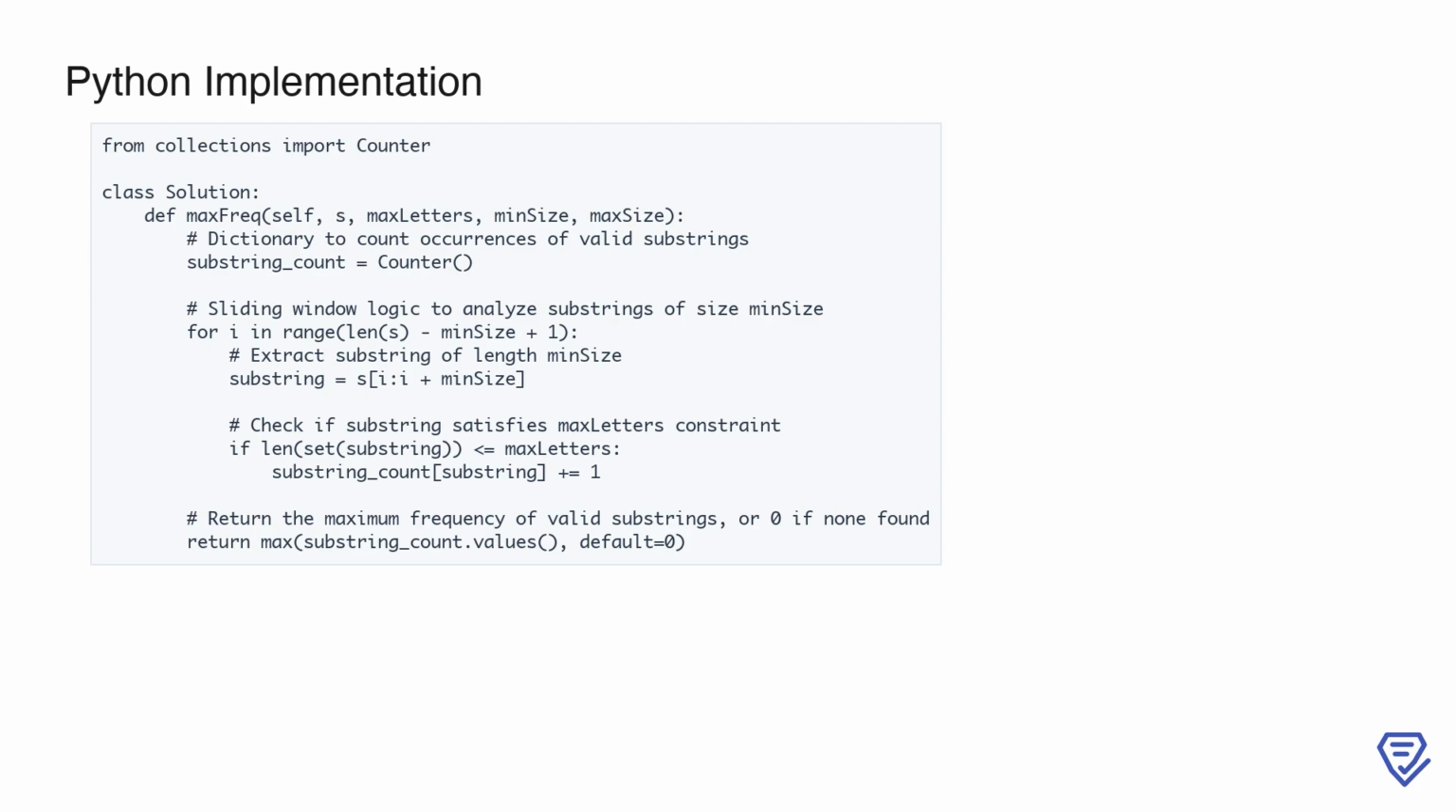This implementation is efficient because it avoids generating substrings longer than min size and uses hashing to count substrings and check constraints. The solution is well suited for the problem's constraints and ensures correctness by adhering strictly to the requirements.